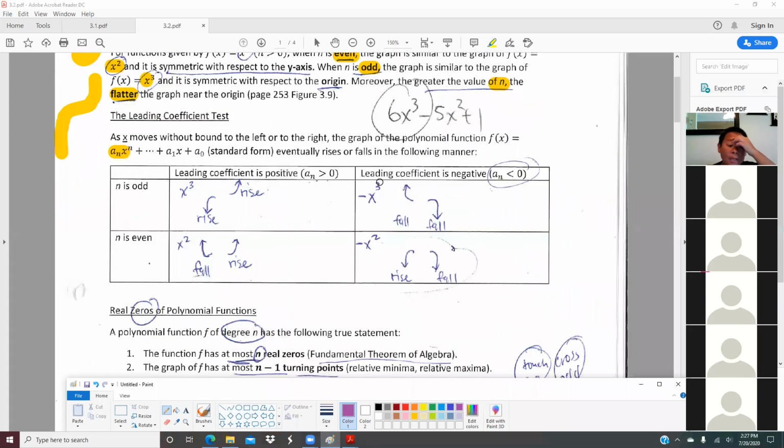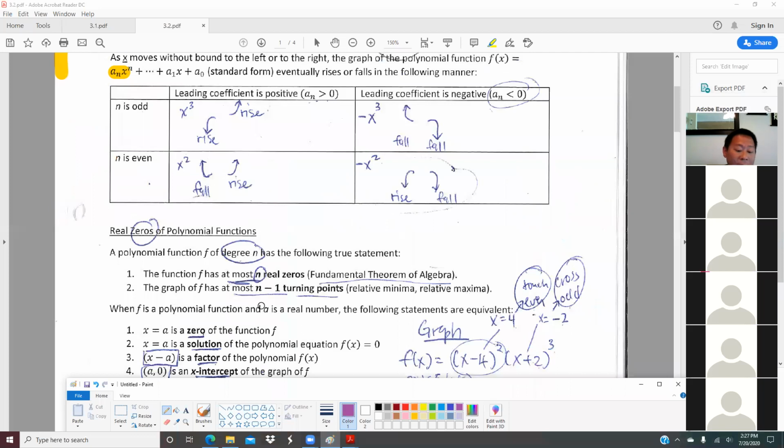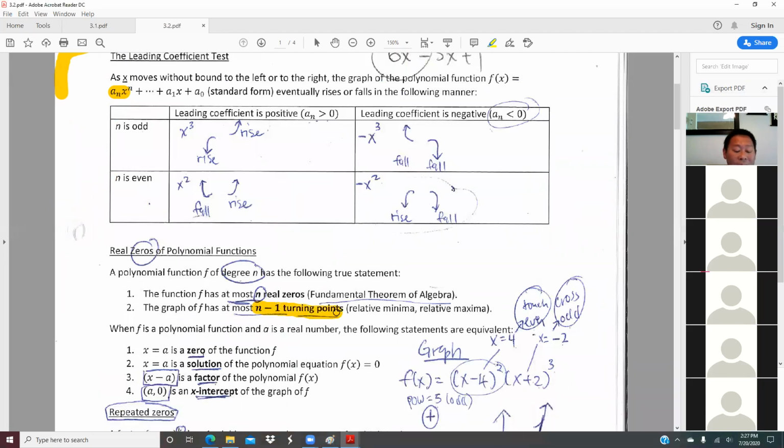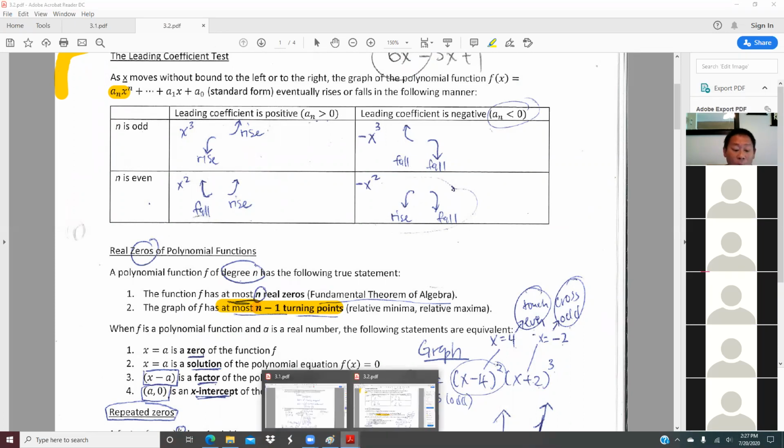Okay. And then turning points, we can also figure out how many turning points based on your power. The turning points in this case is at most n minus 1. So if we have a power of 4, n is 4, you get 3 turning points.